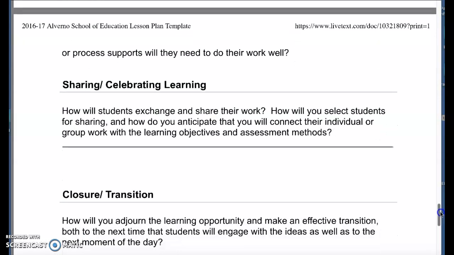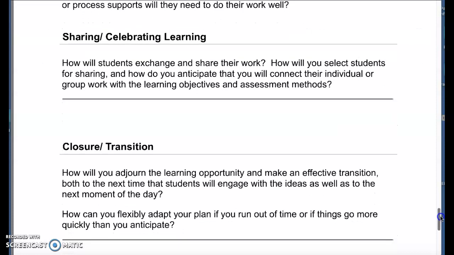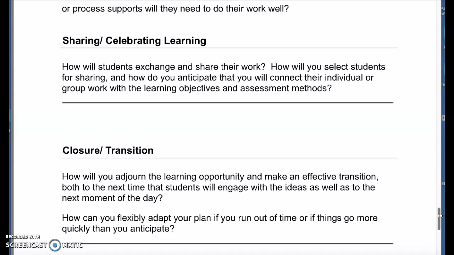Sharing and celebration. How will the students exchange and share their work? How will you select students for sharing? And how do you anticipate that you will connect their individual and their group work with learning objectives and assessment methods? So think back to this week's class when each group created their own slide for our Google slide presentation, and then each group was allowed to share what they created and explain in greater detail. How can you give those opportunities to your students? How can you allow students to see what each other were doing during the lesson and really celebrate the learning process?